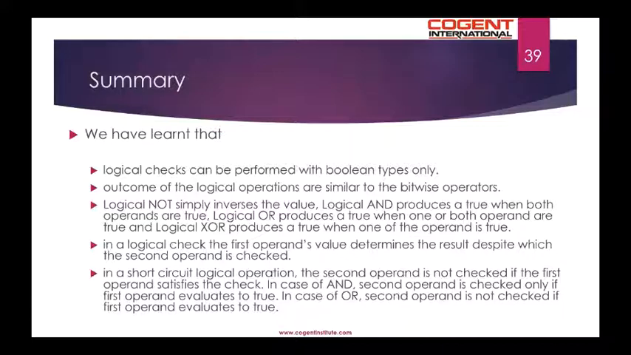In a logical check, the first operand's value can determine the result, despite which the second operand is checked. So in the normal case, both the operands are checked, but the result is determined by the first operand itself. But in a short circuit logical operation, the second operand is not checked if the first operand satisfies the check. In case of AND, the second operand is checked only if the first operand evaluates to true. In case of OR, the second operand is not checked if the first operand evaluates to true.